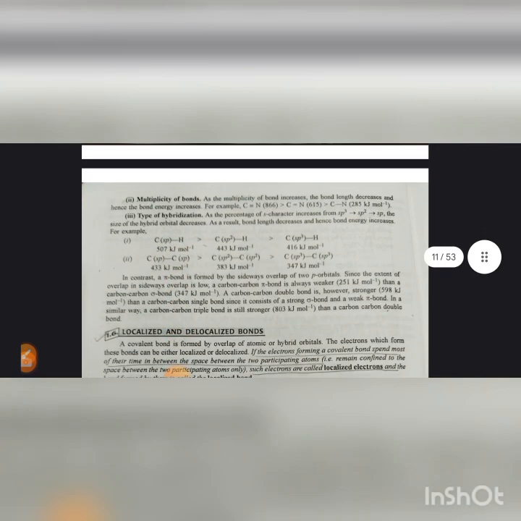In general, the bond energy depends upon the following factors. First is size of the atom. As the size of the atom forming the covalent bond increases, greater will be the bond length and hence smaller will be the bond energy. For example, the bond energies of the C-X bond decrease from C-F to C-I as the size of the halogen atom increases from fluorine to iodine. Second is multiplicity of bond. As the multiplicity of bond increases, the bond length decreases and the bond energy increases.